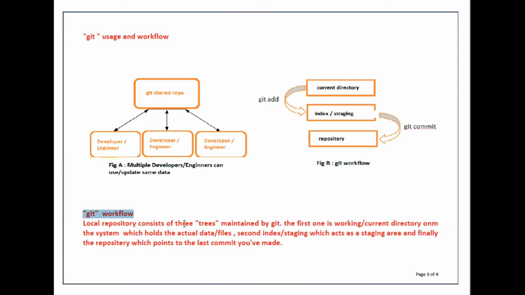A local repository consists of three trees maintained by Git. These three trees are: the current directory, the index or staging directory, and then the repository. The first one is the working directory on the system, which holds the actual data or files. The second is the index or staging, which acts as a staging area. And finally the repository, which points to the last commit you have made. This one, this is the last commit.